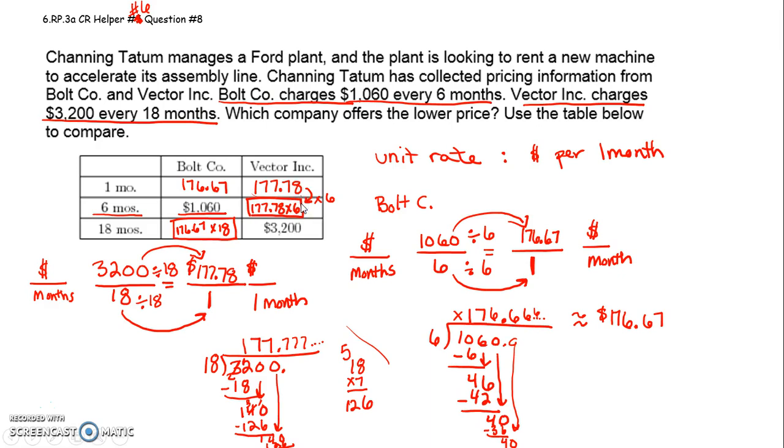I'm assuming you have to do those multiplications on your tables also. But I can tell you right here, as soon as this is cheaper for 1 month, Bolt Company would be the cheaper option. I hope that helps.